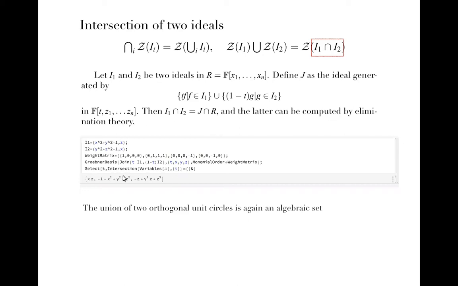Here is an example. In the beginning I have 3 variables. The first ideal defines one circle, and there's another circle here.